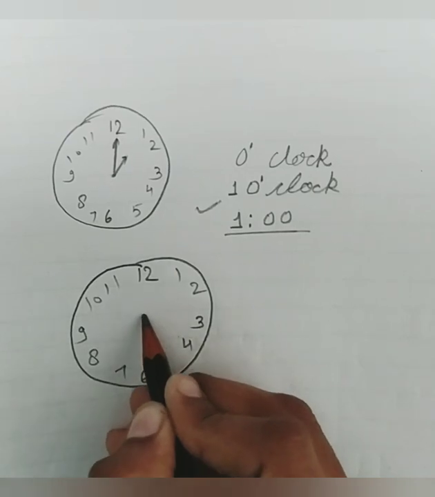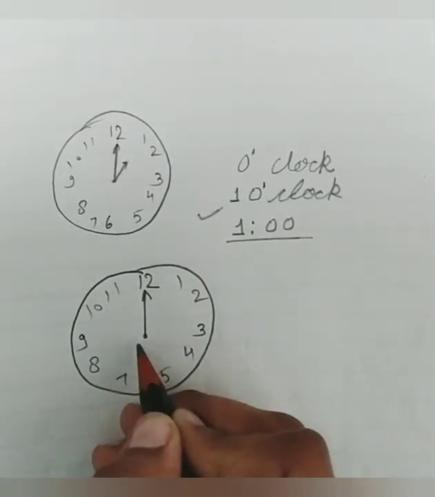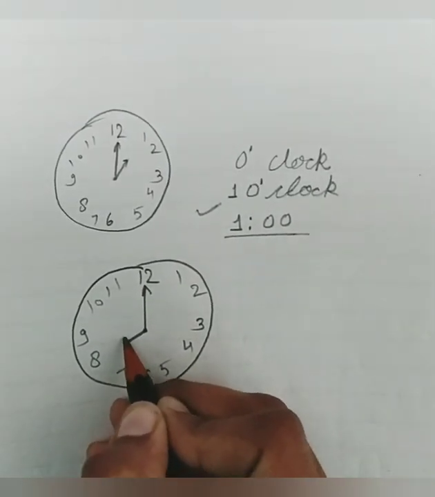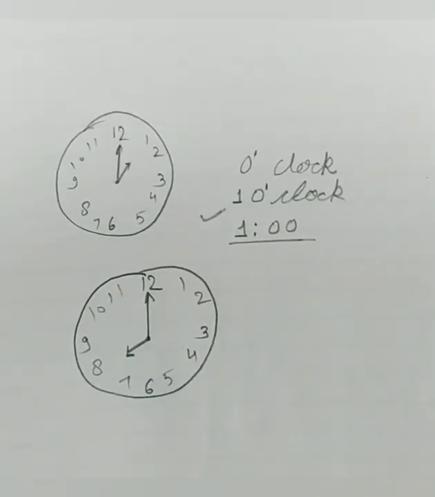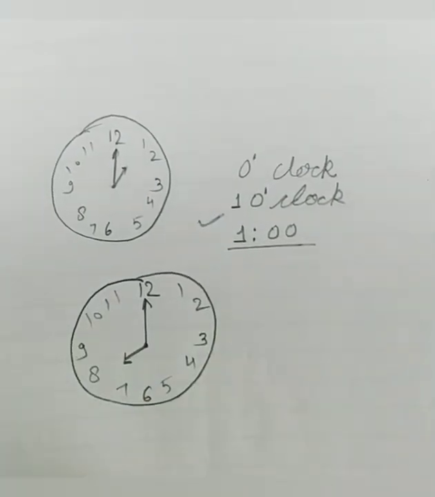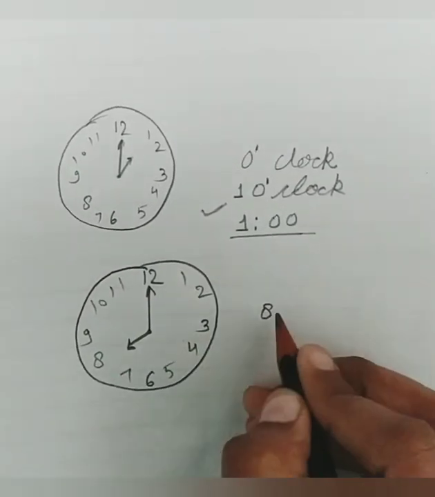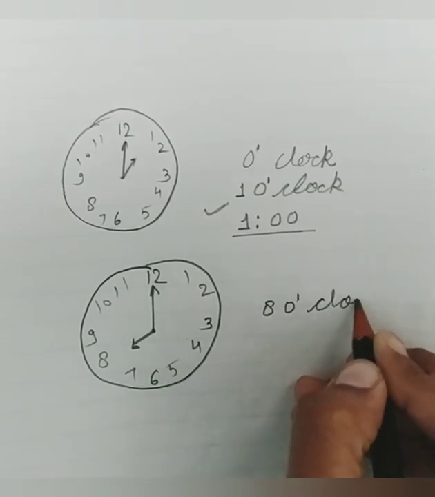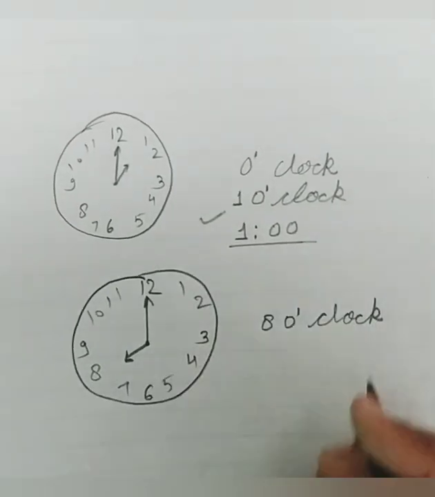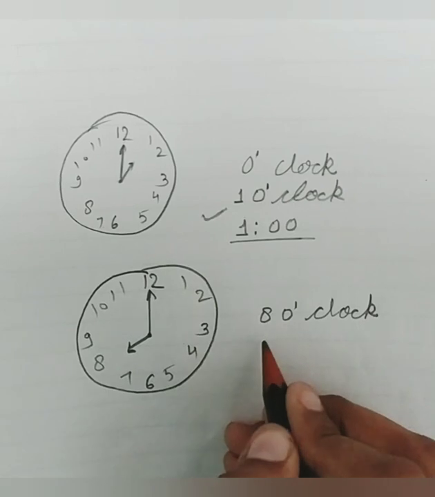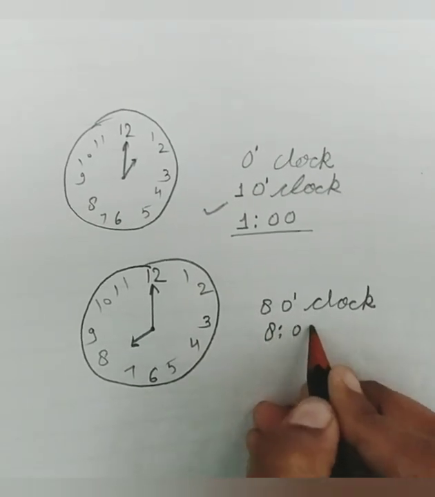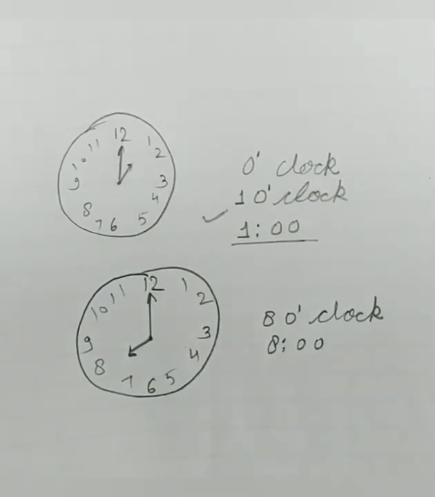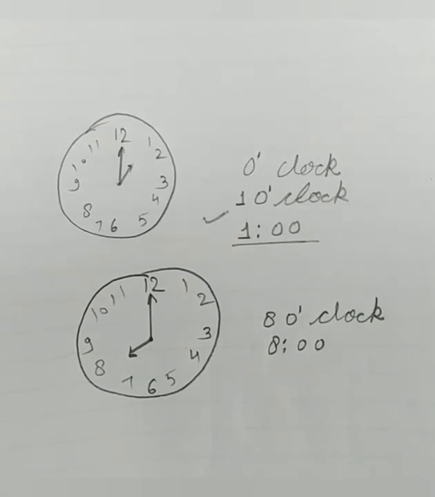If the big hand is again towards the 12 and the small hand towards the 8, we read it 8 o'clock. It looks like 8 o'clock, and in another way, we can write it 8:00. Is that clear? I hope now you all understood well.